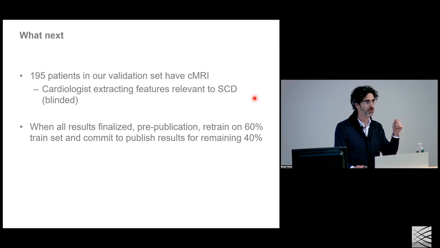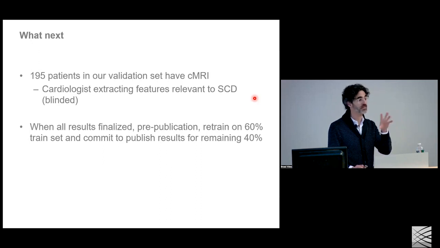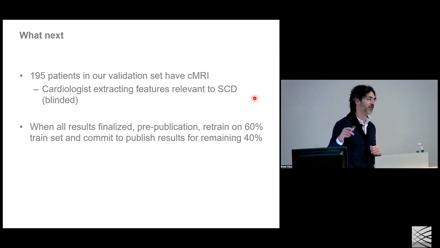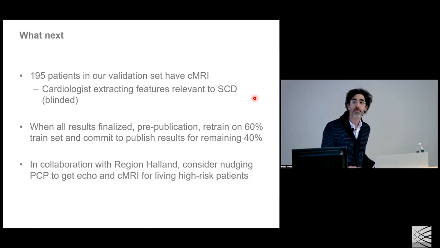We're going to, of course, we still haven't touched that 40% lockbox data. And so we're going to finalize all of our analyses and everything in this data. And then before we submit for publication, we're going to refit the model on 60% and report that 40% that neither us nor anyone else has ever touched before, as a way to discipline this.